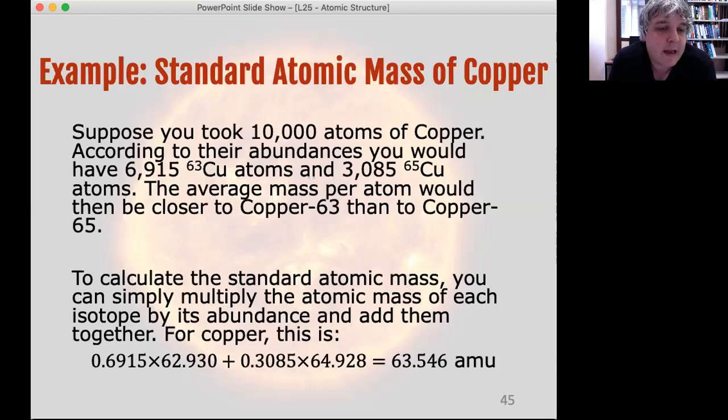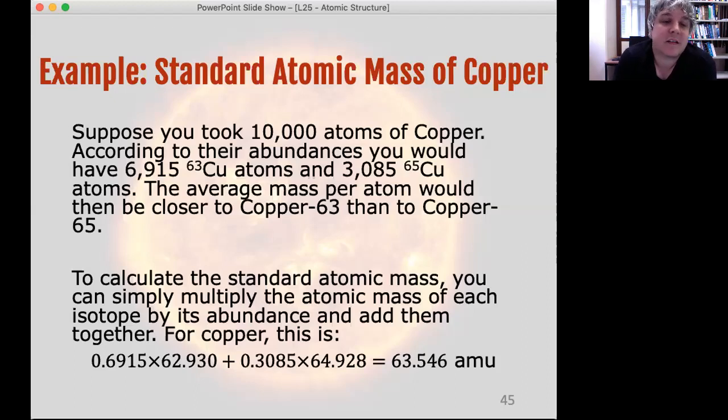So the average mass per atom is going to be closer to the copper-63 than to the copper-65 because you've got more of the copper-63s. But to calculate that standard atomic mass, all you need to do is multiply the atomic mass of each isotope by its abundance. Now remember that the abundances are percentages, so when we're multiplying, we get rid of the percentage sign and we divide by 100. So instead of 69.15%, we multiply by 0.6915. So we take the atomic mass of copper-63 and we multiply that by 0.6915. We take the atomic mass of copper-65 and we multiply that by 0.3085 for 30.85%.